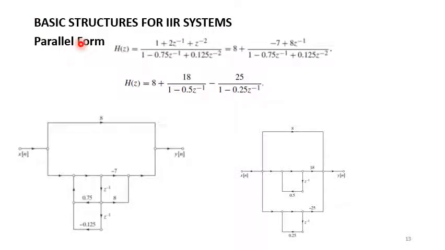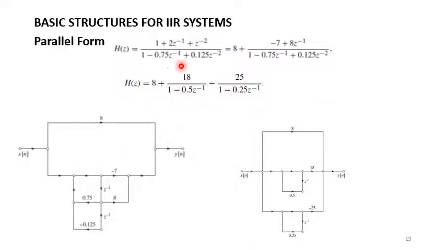So let's take an example for the parallel form. Now we have the system function given as this one, so we can expand it using the partial fraction expansion, and we get this equation. So simply, that's quite straightforward. The first term is just the scaling, so we have the input and that's scaled, and it's coming here to the sum. Then we talk about the second term.